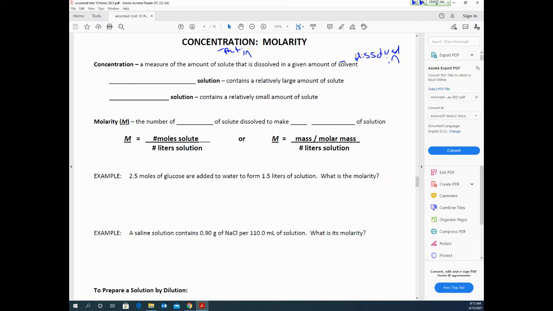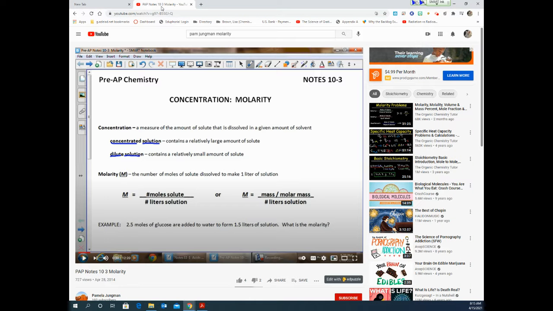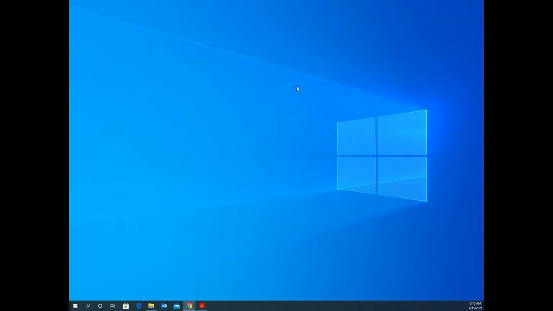So the first one, now I'm forgetting the term, goodness. This is why I had it pulled up. Pretty sure it's just concentrated and dilute. Yes, I don't know why I'm second guessing myself.